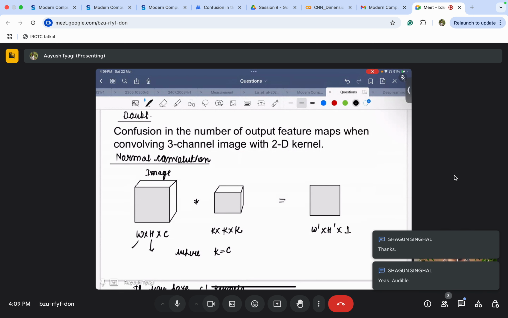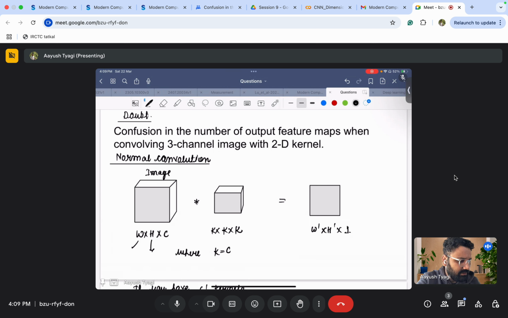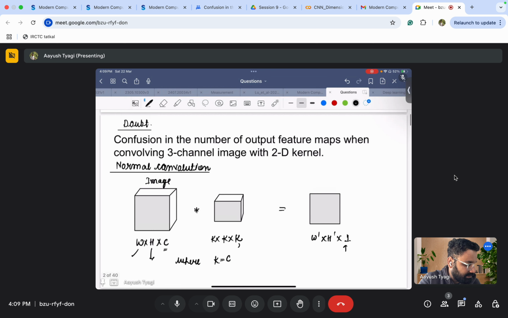Okay, great. So let's see the traditional way of doing the convolution operation. You have an image with width, height, channels. You have a kernel of k cross k, where the kernel's depth is equal to the number of channels in the input image, and you do the convolution operation. You get W' cross H' cross 1, so everything boils down to a single channel output, with W' depending upon the padding and the stride, and height H'. This is the traditional way of doing the operation.